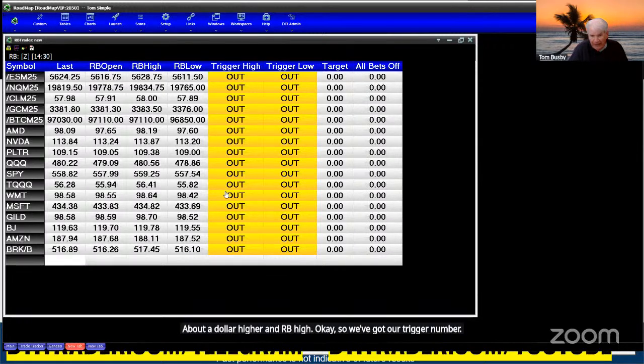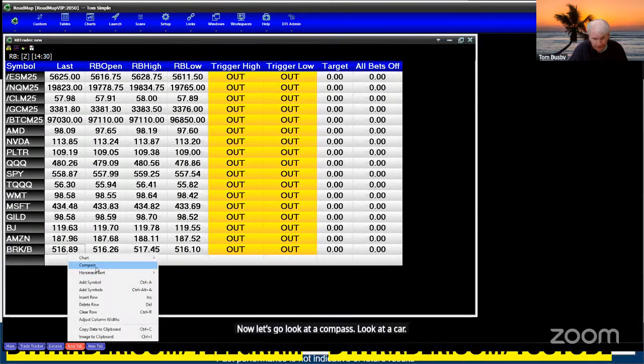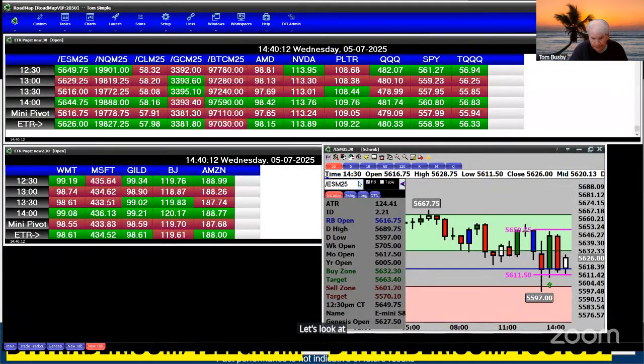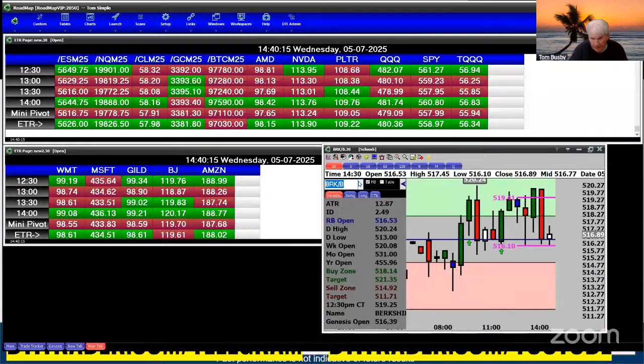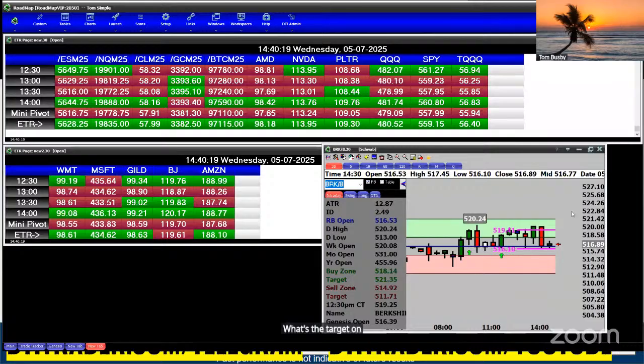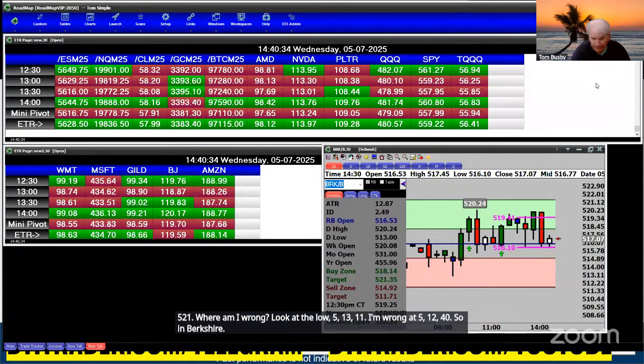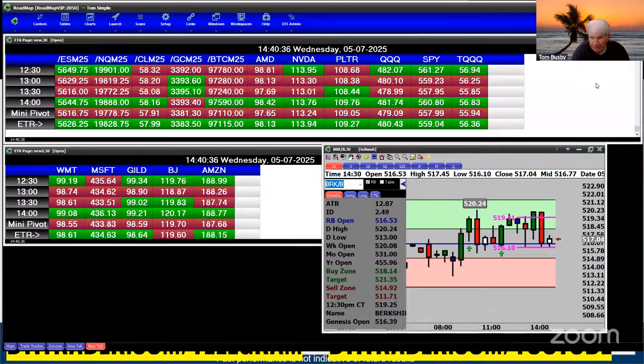Now let's go look at a compass. Let's look at Berkshire. What's the target on the compass? If I look at 521, that'd be my target, 521. Where am I wrong? Look at the low, 513.11. I'm wrong at 512.40. So on Berkshire, my all bets off number is 512.40.